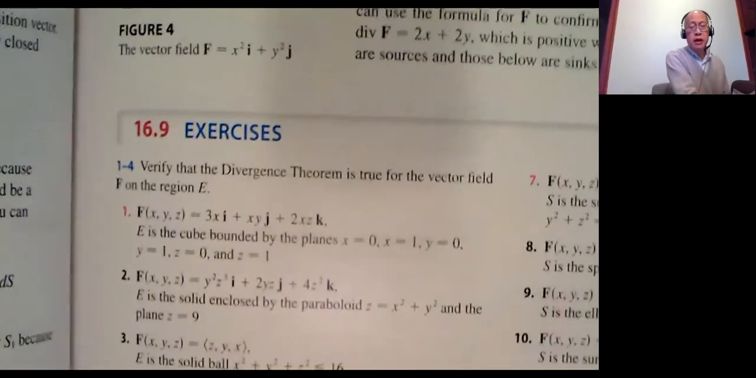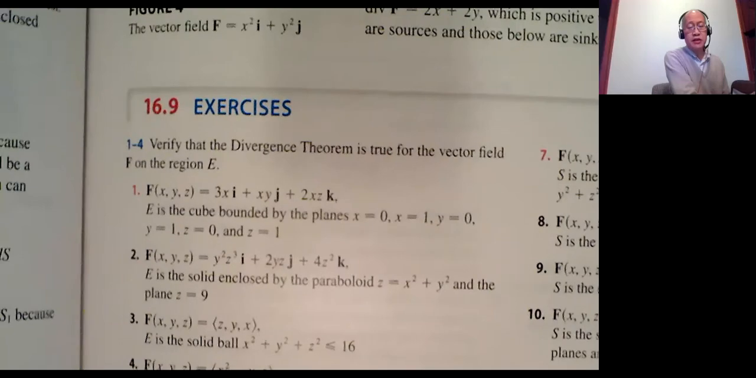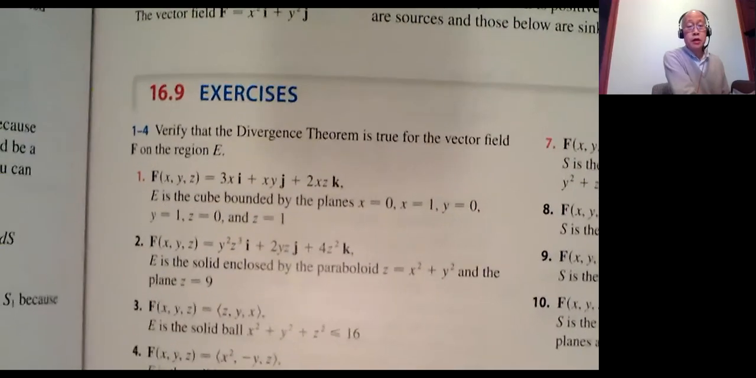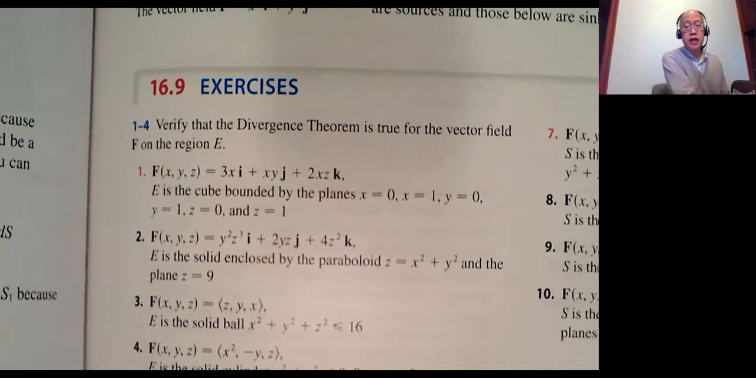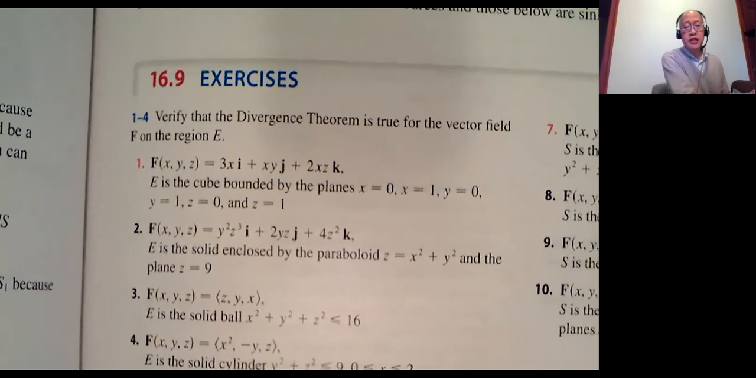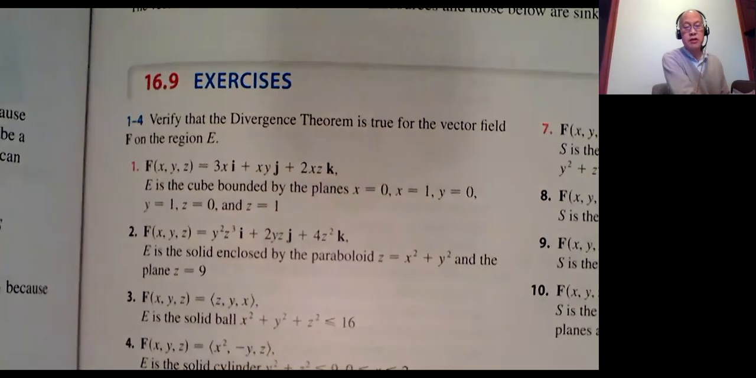Okay, so I'll just do number 1, and this kind of runs parallel with your quiz. In fact, your quiz is going to be much easier than this. Okay, so F of x, y, z is 3x i plus xy j plus 2xz k. E is the cube bounded by x equals 0, x equals 1, y equals 0, y equals 1, z equals 0, z equals 1.